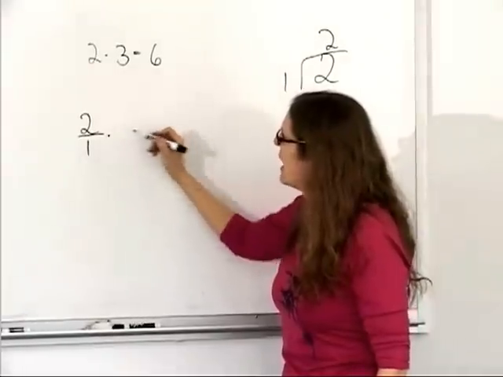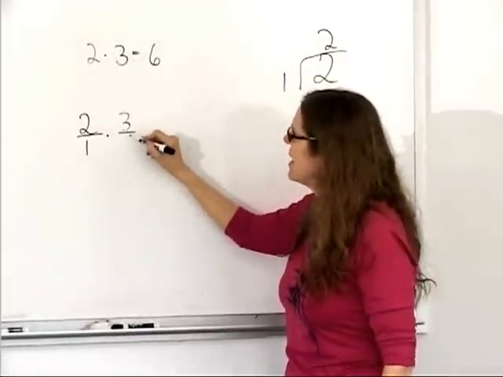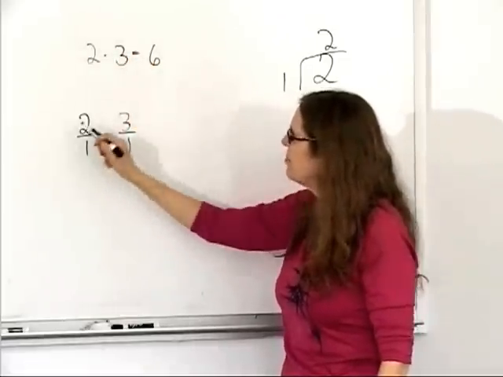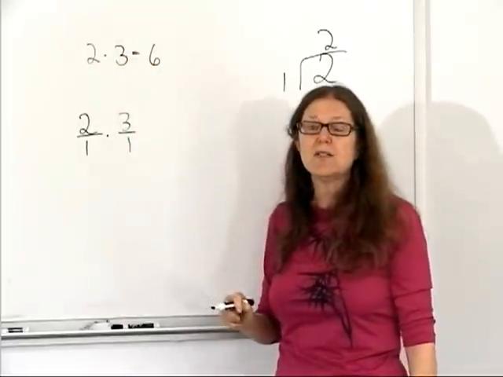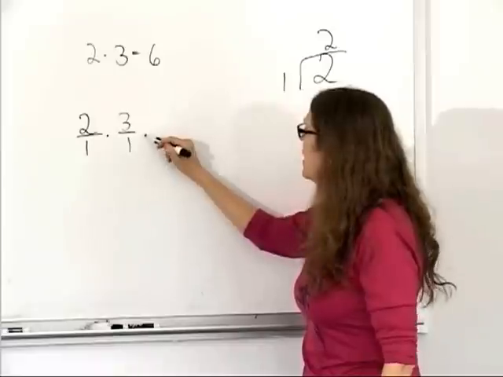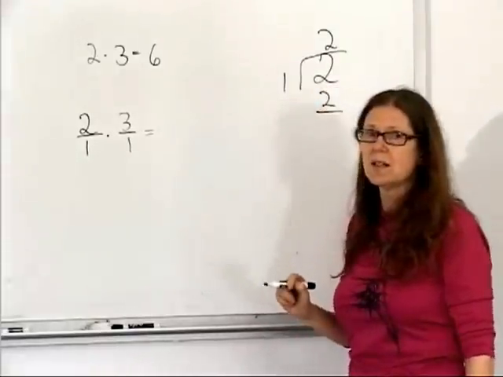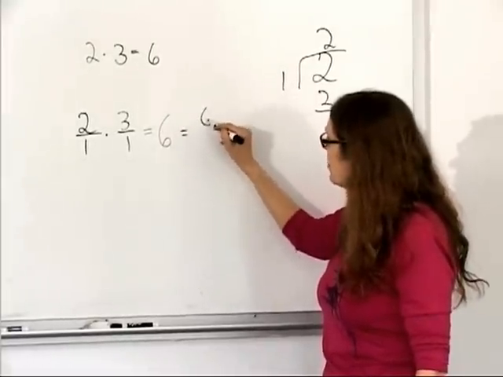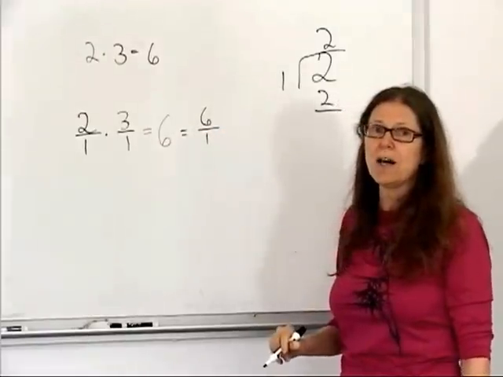Now I'm multiplying by 3, and I'm going to do the same thing with 3. So I've re-expressed this problem this way so that I have fractions. Now I know my answer is 6, because 2 times 3 is 6. But I could express 6 as 6 over 1.